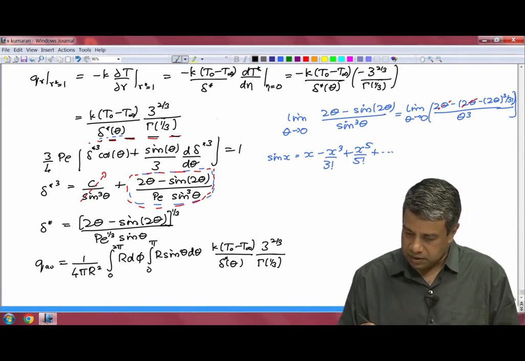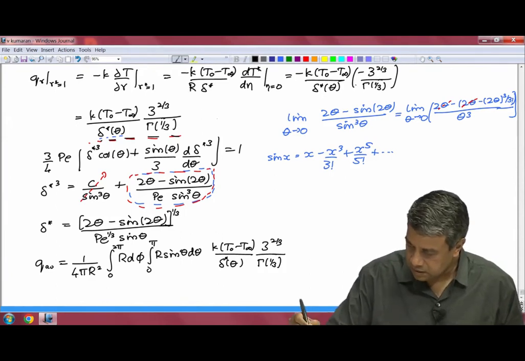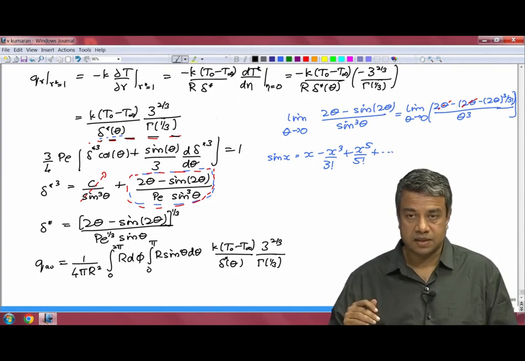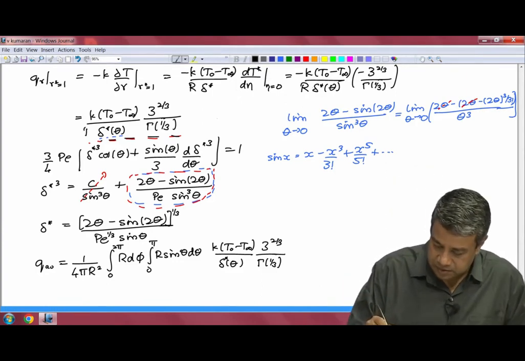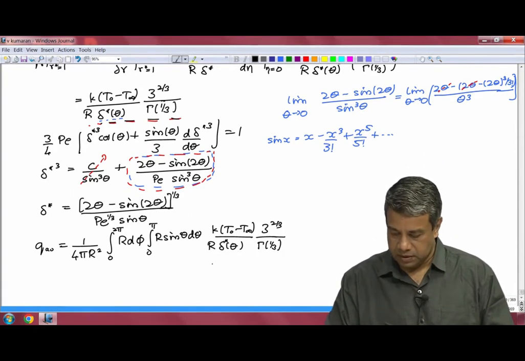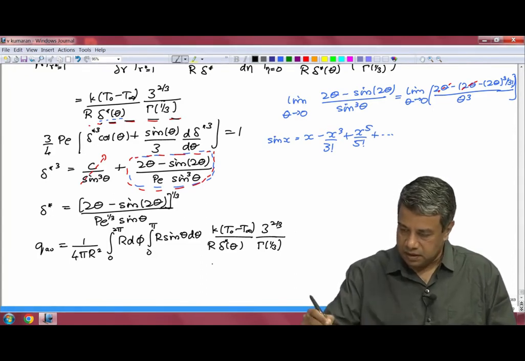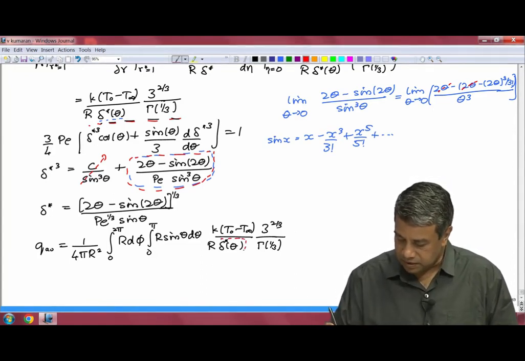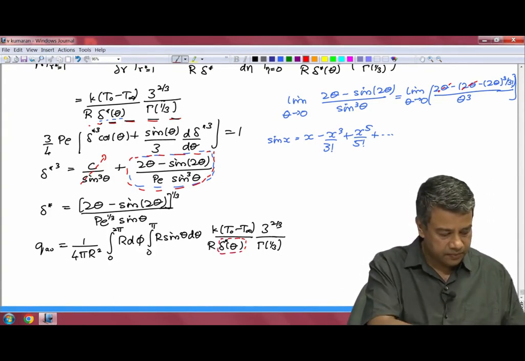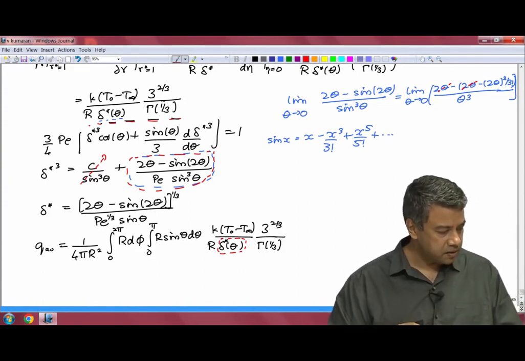Kindly note a correction here. This should be r times delta star, because delta star is a scaled distance which has been scaled by the radius. So, it should be an r times delta star here. And in this expression, the dependence on theta enters only through this 1 over delta term. So, there is no other contribution that depends upon theta.